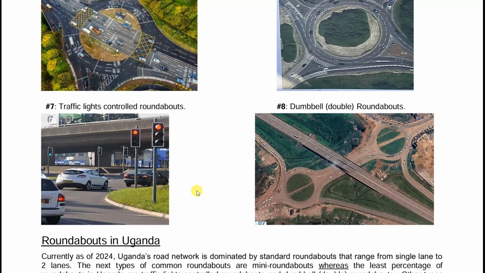The last type of roundabouts to expect in Uganda are dumbbell or double roundabouts. Now, these are two roundabouts that connect to each other. Once again, these roundabouts are common along the Kampala-Entebbe Express Highway. Once again, they serve as interchanges for traffic to join and for traffic to leave the express highway. In most cases, the highway goes over these roundabouts, while these roundabouts go under the highway. So they are two roundabouts that connect to each other.